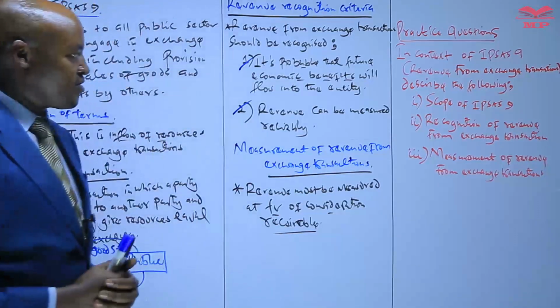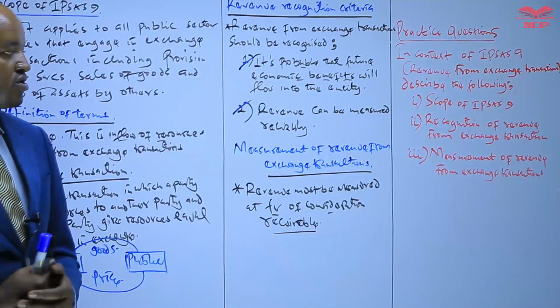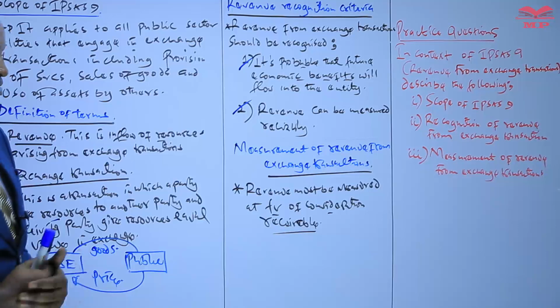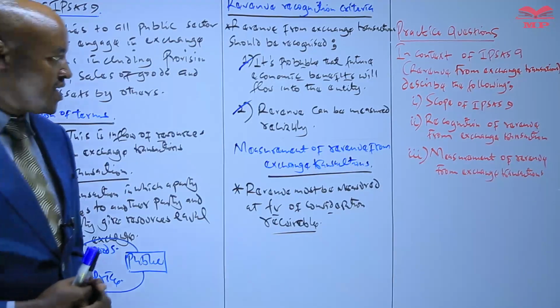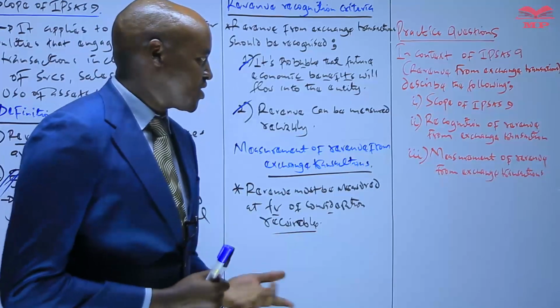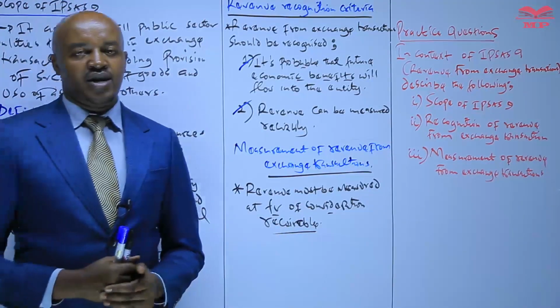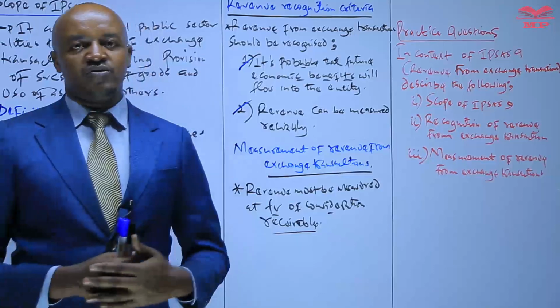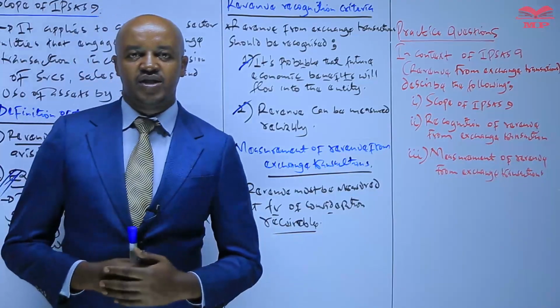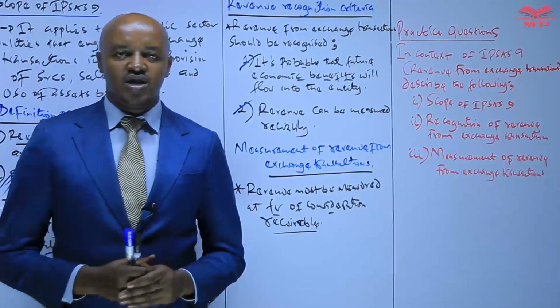The revenue from exchange transactions must be recorded in the books of account and also in the financial statements of the public sector entity at which value? Those are some of the questions you need to attempt, which will help you in comprehending this standard, which is IPSAS 9.